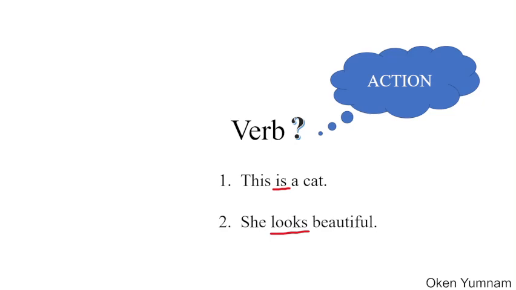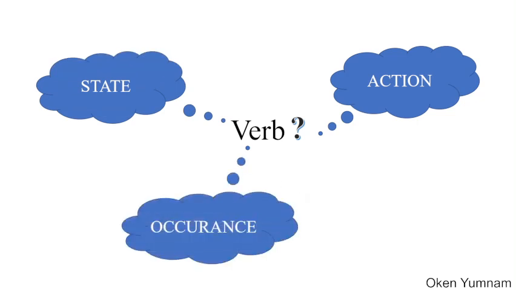So verbs, of course, most of the verbs are action verbs. But from the example, we see that there are many others which do not show us any action. So some verbs give us only the state or the occurrence of a noun, apart from the action.